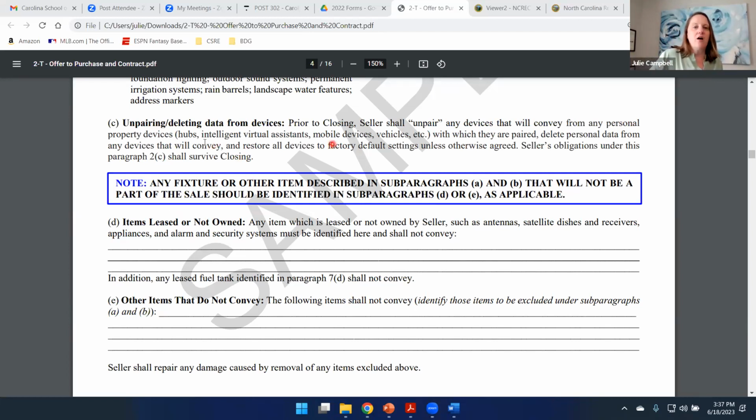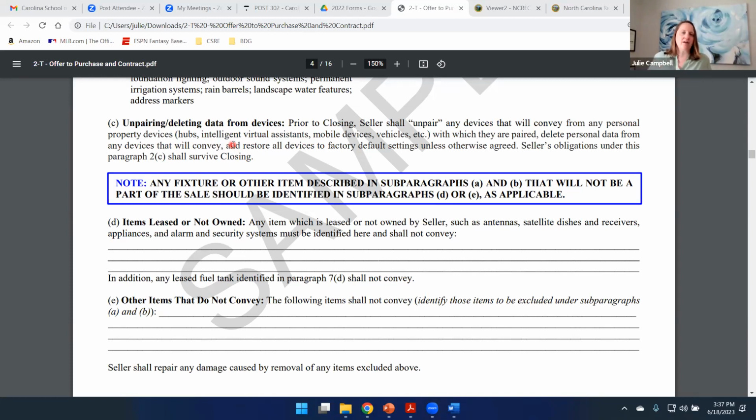So if they forget to unpair their phone from their Ring doorbell and they realize it after closing, they still have a duty to unpair from their Ring doorbell. So again, listing agents, as we're learning all the smart features of our seller's home, make sure they understand that. Funny story.